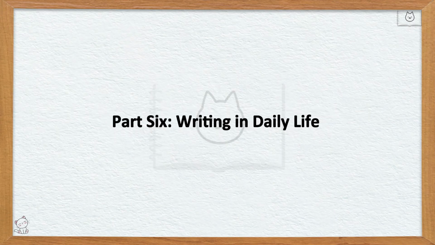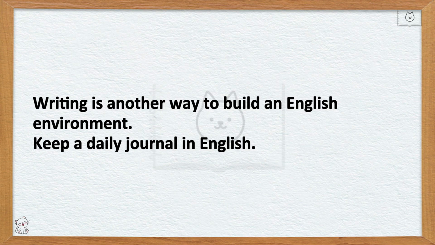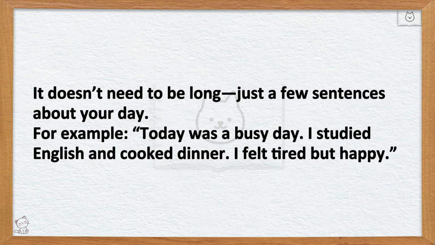Part 6. Writing in daily life. Writing is another way to build an English environment. Keep a daily journal in English. It doesn't need to be long, just a few sentences about your day. For example, today was a busy day. I studied English and cooked dinner. I felt tired but happy.